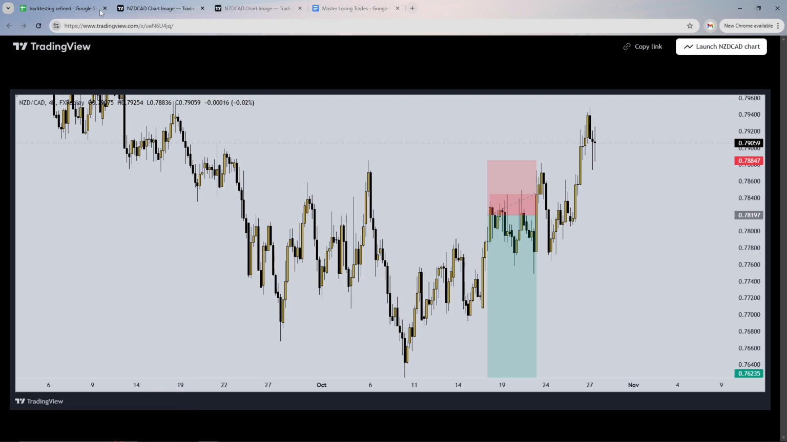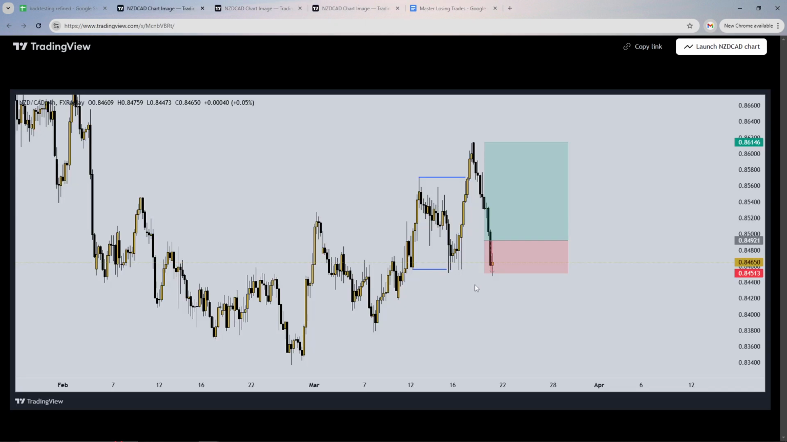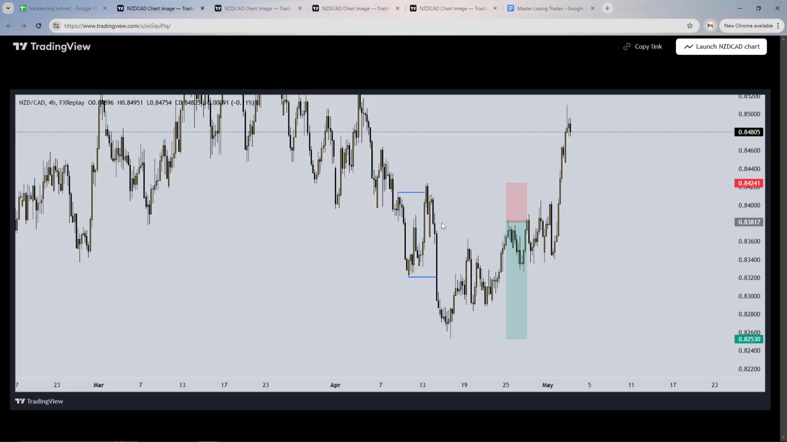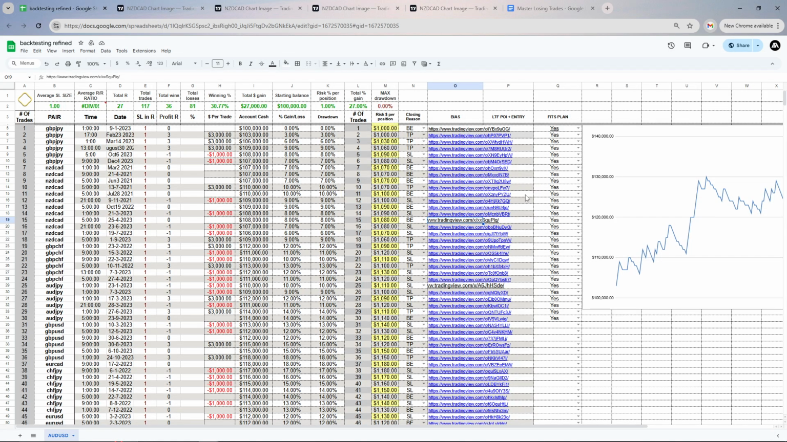Nothing wrong with this one. It looks fine to me. Also, another pretty good trade. Another great one. This would have been a break even, I believe. Yep.